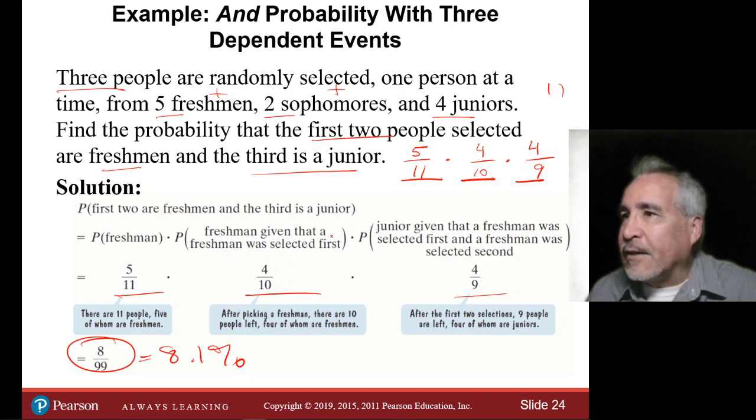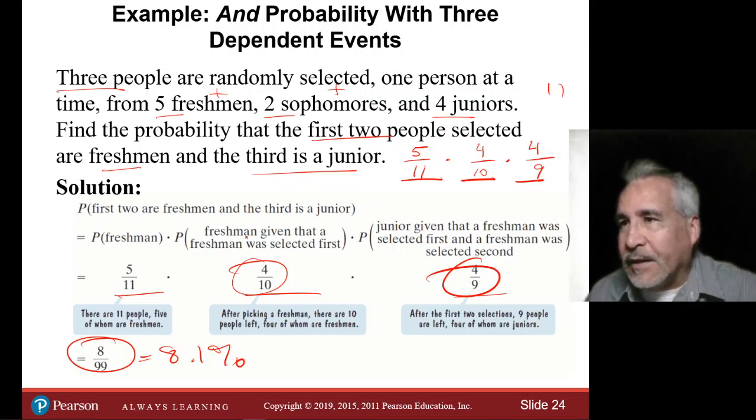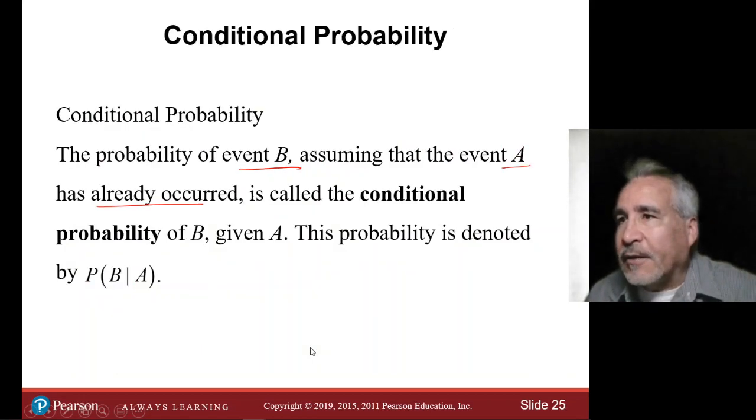So recognize this was a conditional probability. Okay. Freshman, given that the first one. So we knew that this happened. So notice we just have to be careful how we count.